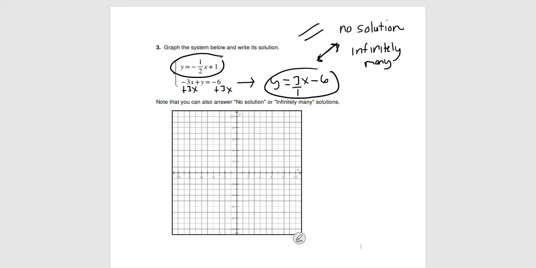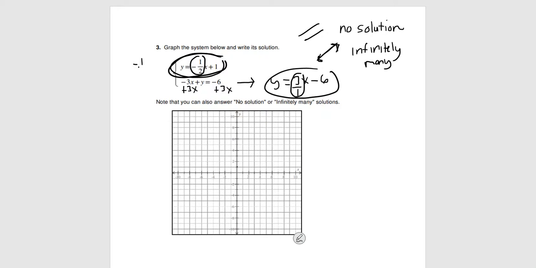For these two lines, though, like I said before, their slopes are different. This one is negative 1 over 2, and this one is 3 over 1. So we know that for this system, there's going to be one solution. So to graph y equals negative 1/2 x plus 1, I'm going to start at 1 on the y-axis. The slope is negative 1/2.